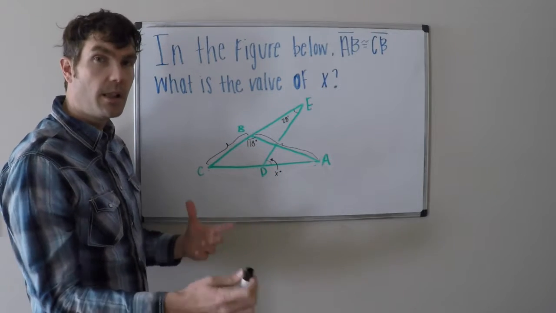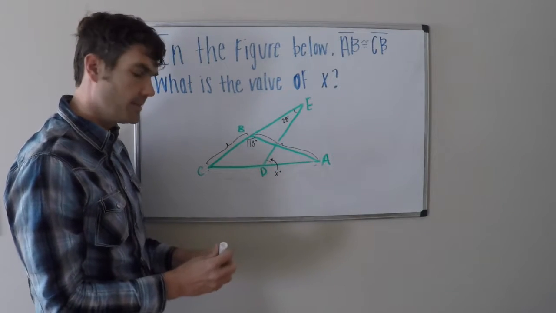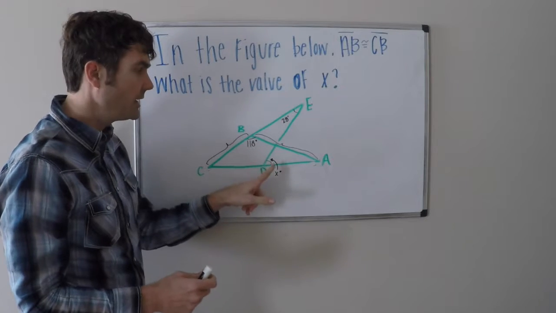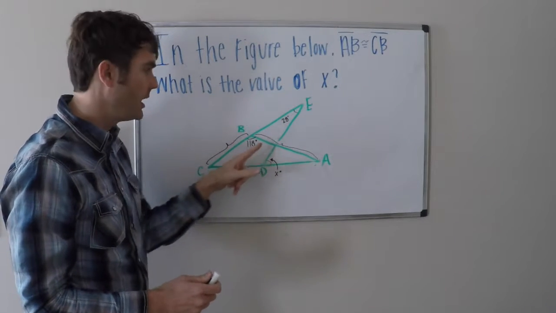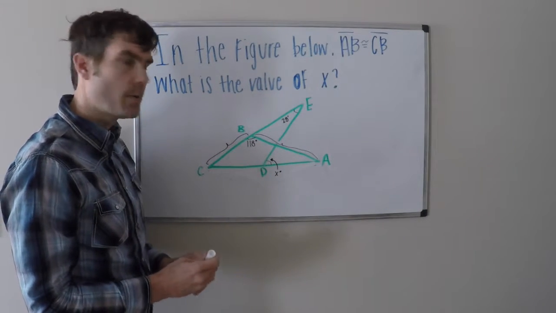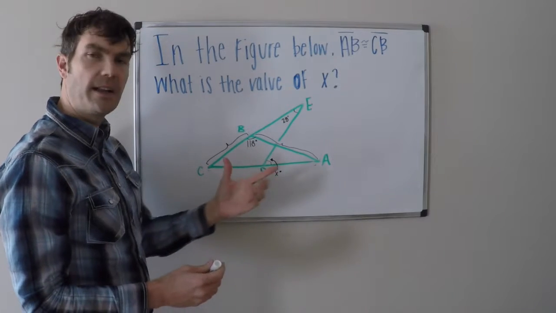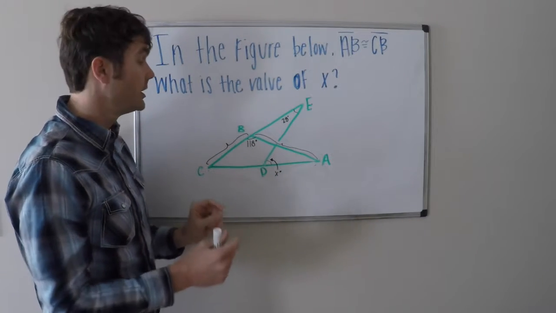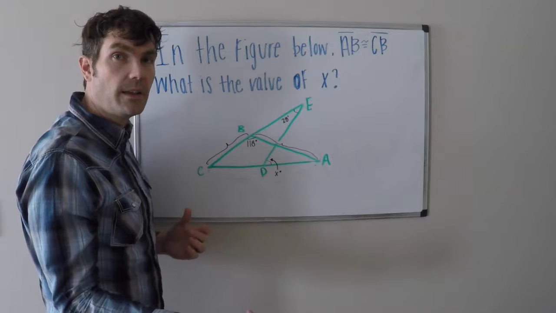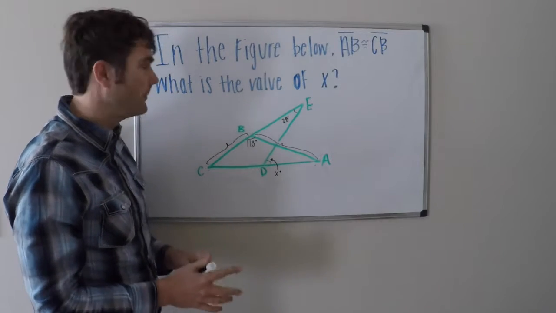This problem, and a lot of times on the SAT and ACT, are going to be two-step problems where there's no way to get x from the information given right away. What you need to do is find some interim angles. So I tell students, look for what you can find, start with that, and go from there.